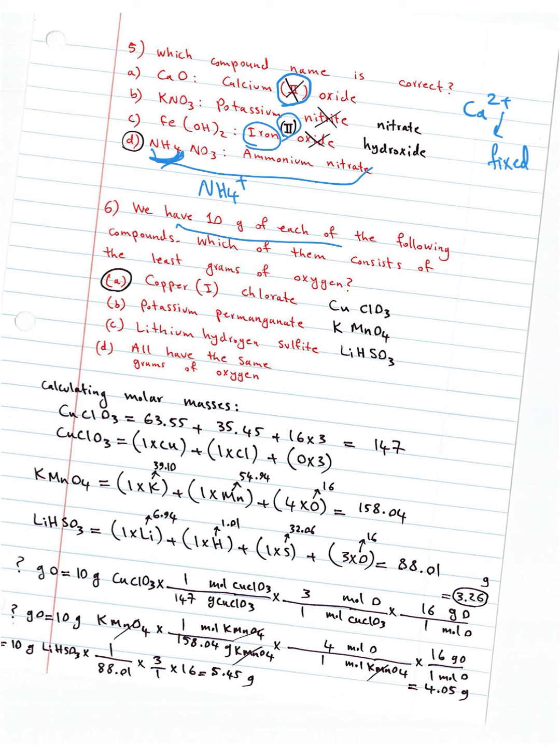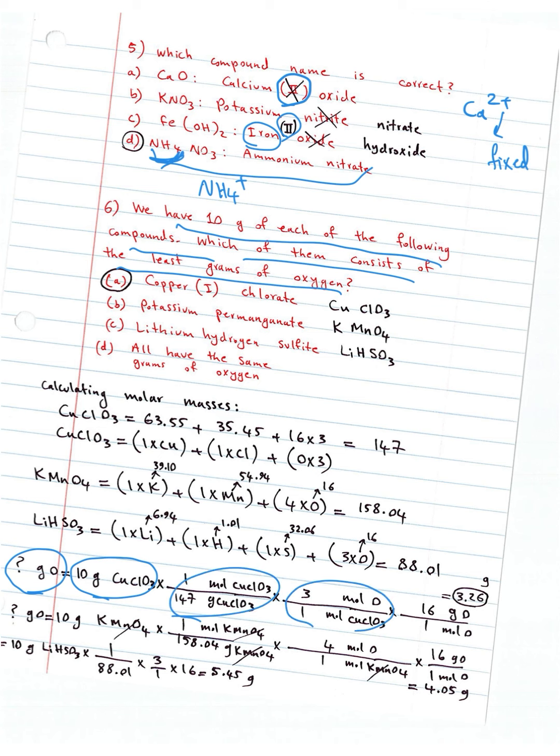We have 10 grams of each of the following compounds. Which of them consists of the least grams of oxygen? So you say how many grams of oxygen equal 10 grams of your compound. You convert gram to mole by molar mass, use the chemical formula to convert to the number of moles, and then with molar mass, convert to grams of oxygen. And you remember, for instance, for CuClO3, we say 1 mole of CuClO3 has 1 mole of Cu, 1 mole of Cl, 3 moles of oxygen.